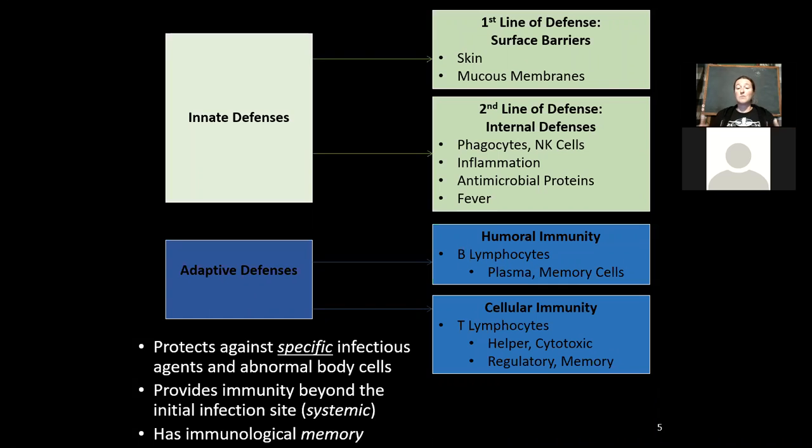Cellular immunity is more of what we're going to be focusing on today. Cellular immunity involves the T lymphocytes, and there's actually a lot of different T cells. We are going to be focusing on the helper T cells and the cytotoxic T cells. But of course, there are a few other types as well.